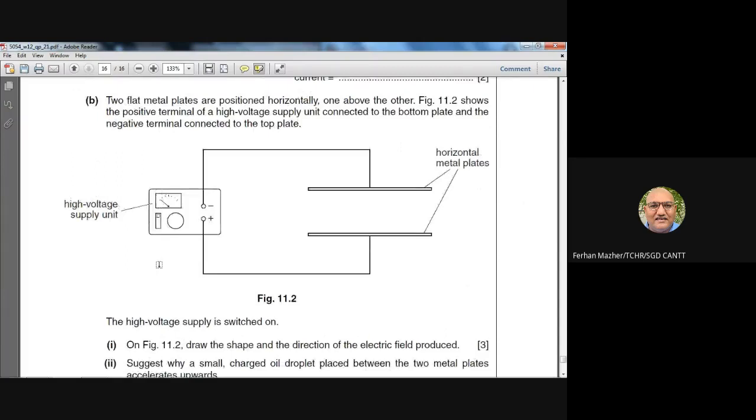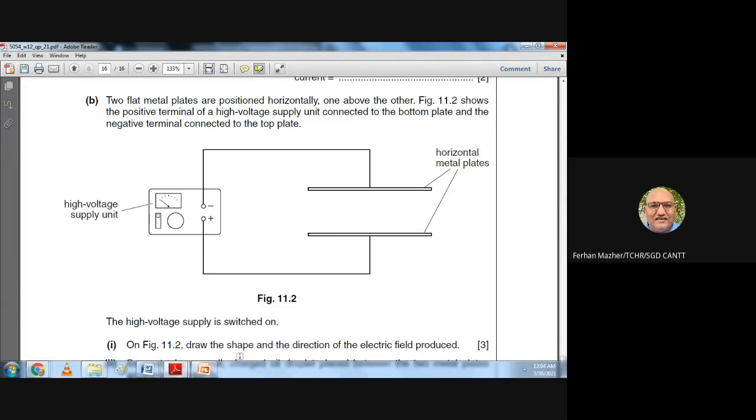Now two flat metal plates are positioned horizontally, one above the other. Figure 11.2 shows the positive terminal of a high voltage supply unit connected to the bottom plate and the negative terminal connected to the top plate. So this top plate is negative and the bottom plate is positive. The high voltage supply is switched on. In Figure 11.2, draw the shape and the direction of the electric field produced. So the electric field is always from positive to negative.